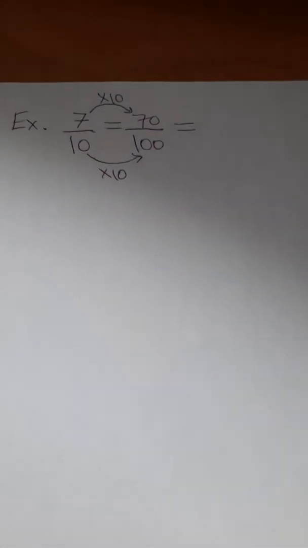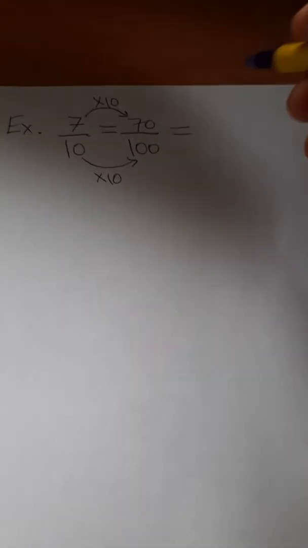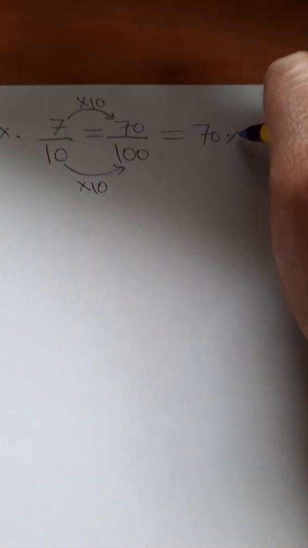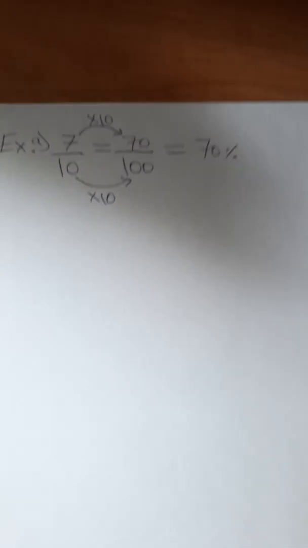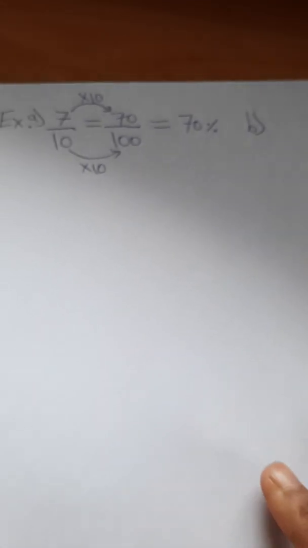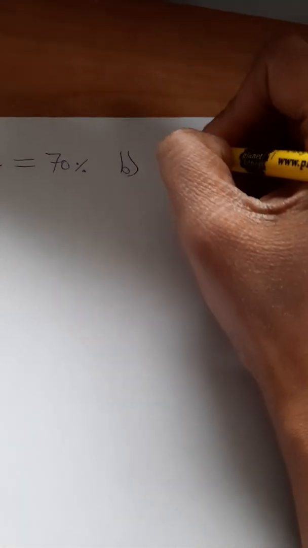Okay, and it's 70 over 100. So this is equal to 70%. So let's put A here. And then we're going to try B on this side here. All right, so let's go to the next one.